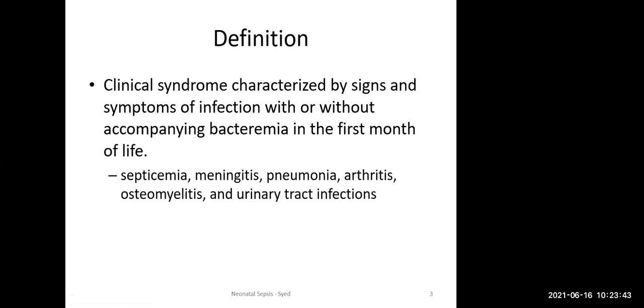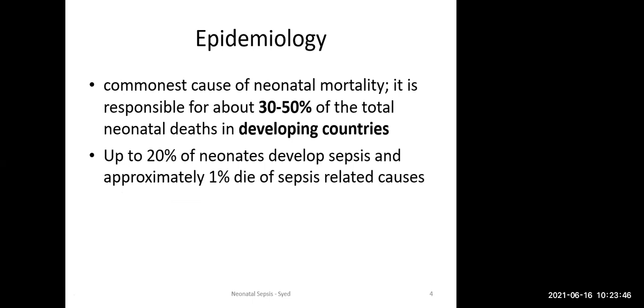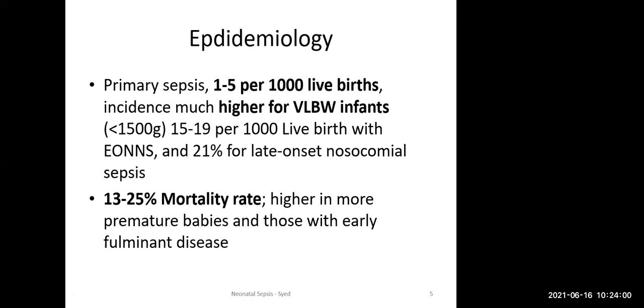Okay, epidemiology. This is one of the most common causes of neonatal mortality, up to 30 to 50%, and up to 20% of neonates develop sepsis. It occurs in 1 to 5 per 1,000 live births, especially in low birth weight infants. The smaller the infant, the higher the risk of sepsis, and also the younger the infant, meaning the more premature an infant is, the higher the risk of death and also sepsis.